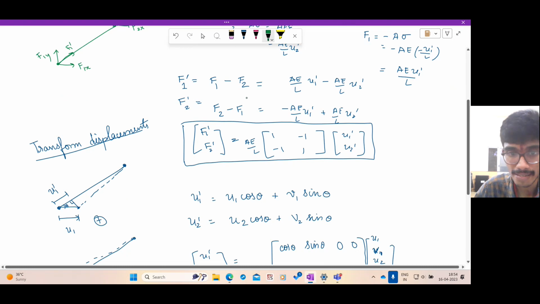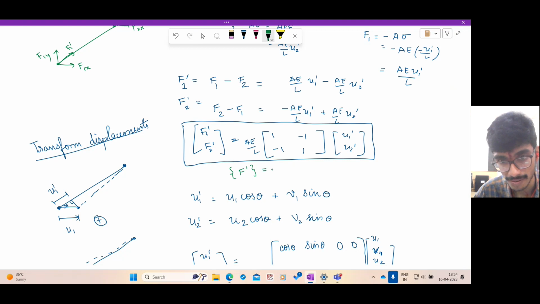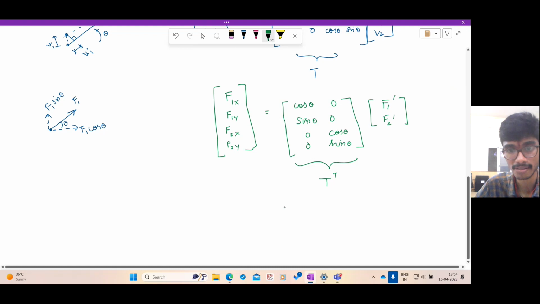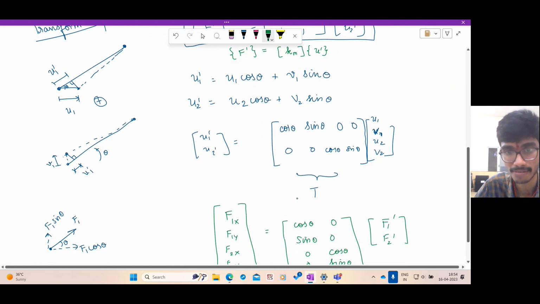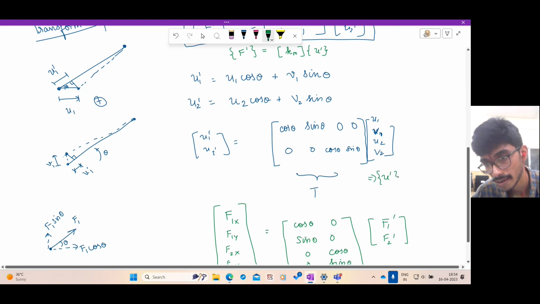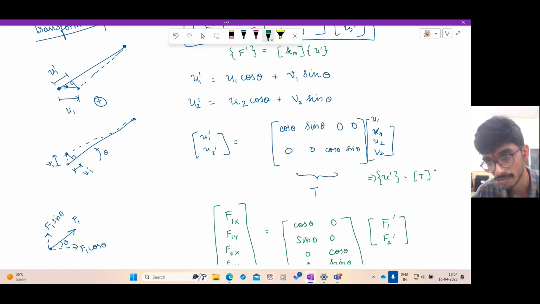So here, let us write this as F prime column matrix is equal to some local matrix, that is called Km, times U prime. So this is the system that we are having. And here we have a bigger system. So what is U prime? U prime is related this way. So here what do we get? We get U prime is this transformation matrix times the global U.